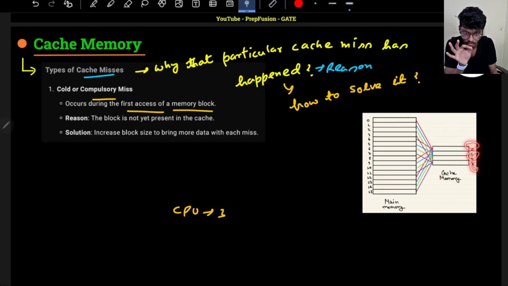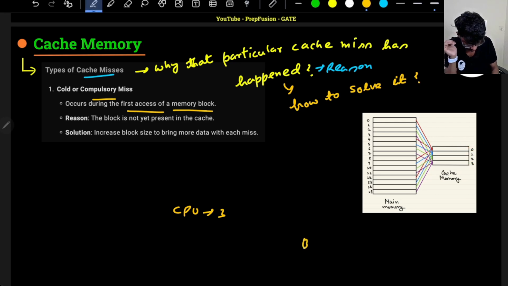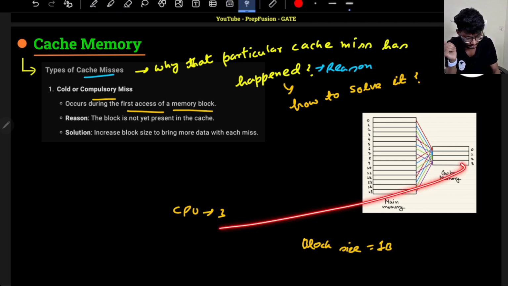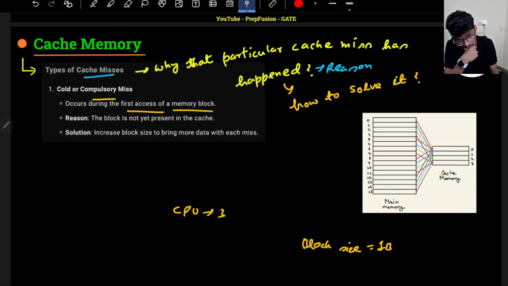Okay, these are all blocks, and initially let's assume my block size is 1 byte. So if it is 1 byte, initially I had a miss. If I call 3, then 3 will be present over here, correct? It will be a cache miss, right? It will be simply a cache miss, and then again the 3 I will copy into the location block number 3. Okay, very simple. Now let's increase the block size.